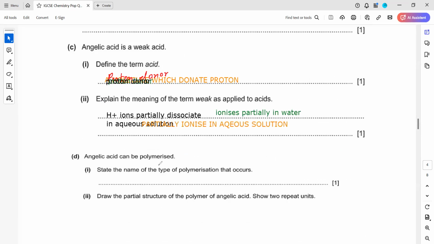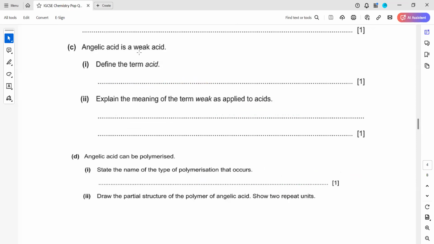The acid can be polymerized. State the type of polymerization that occurs. So it will be addition, not condensation. How do we identify it's addition, not condensation? You have to see the structure first.